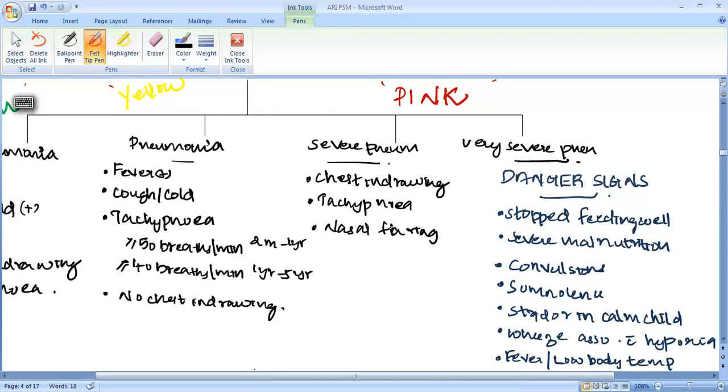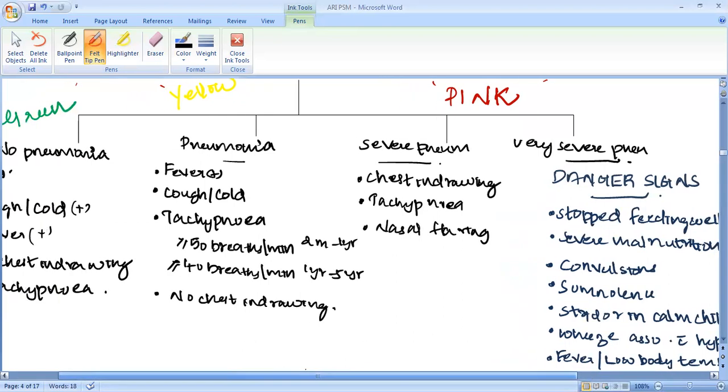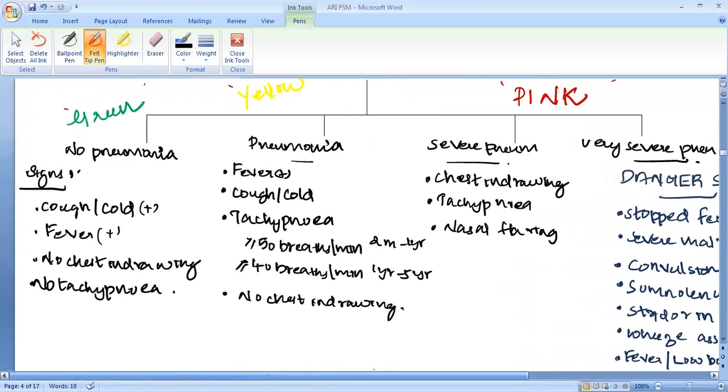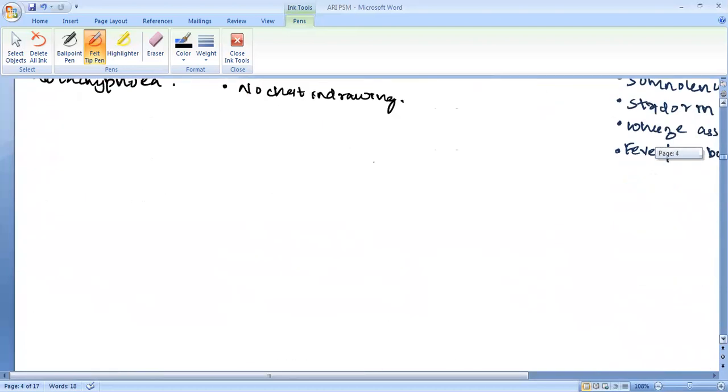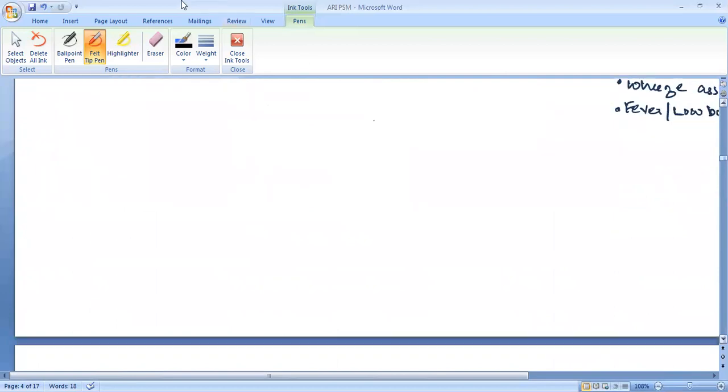Okay. So in this way, we have categorized the diagnosis of pneumonia. This is often asked as a short note question. Now we should know the treatment. In every type of pneumonia, how will you treat this case? So now we are moving to the treatment of pneumonia.